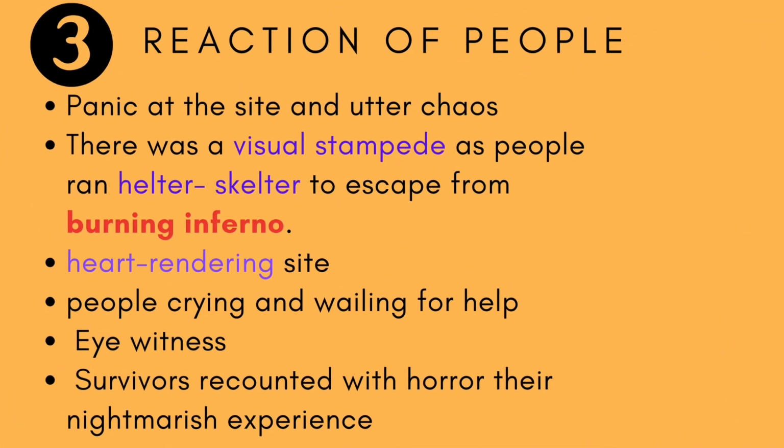Next, you can mention the reaction of the people, that there was panic at the site and utter chaos. The chaos and panic that ensued as people attempted to evacuate and the emergency services were also rushed to the scene. There was visual stampede as people ran helter-skelter to escape from the burning or raging inferno. Visual stampede here means sudden or hurried movements of people due to common impulse. Words like these can be used to lay a great impact on your report.